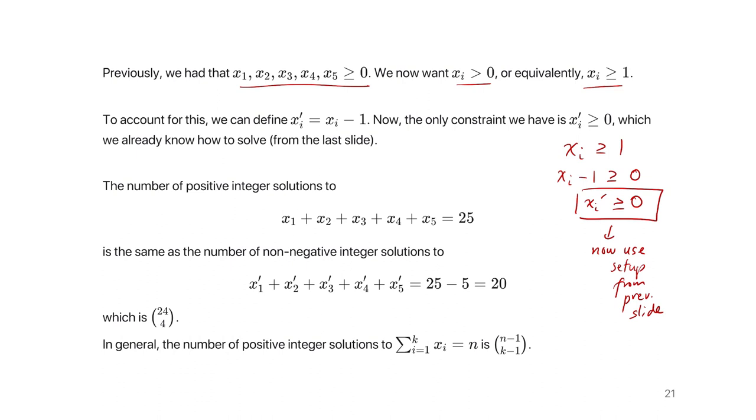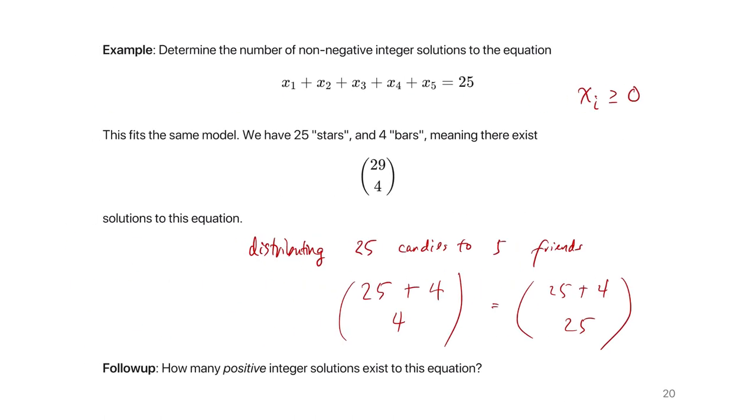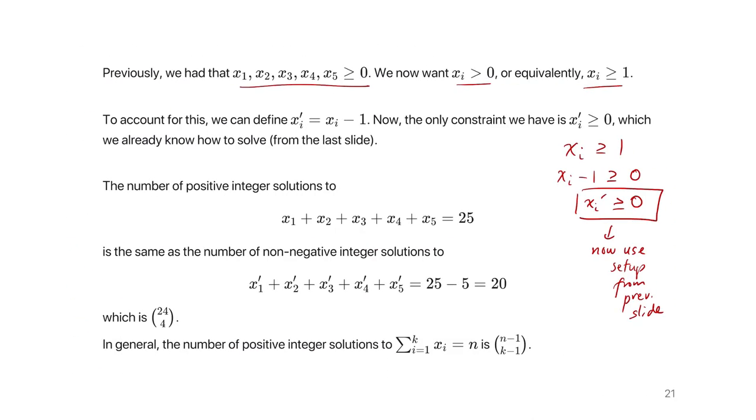Is that clear? If I take all of my xi's, so x1, x2, x3, x4, x5, subtract 1 from them and call that x1 prime, x2 prime, x3 prime, x4 prime, and x5 prime, now they have the same constraint as we had before. And so I can use the same formula I had before.